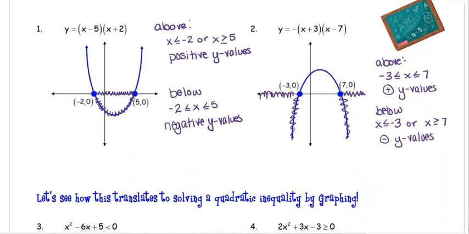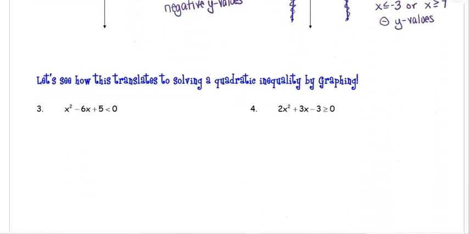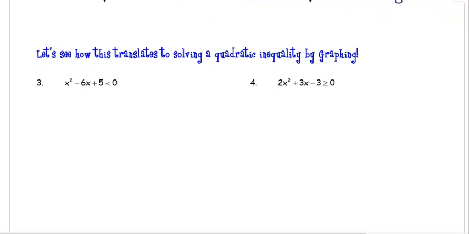All right, now let's see how this is going to translate to solving a quadratic inequality by graphing. If I have the inequality x squared minus 6x plus 5 is less than 0, this means I want my y values to be smaller than 0. Well, being less than 0, those are negative values. And the negative values we know are below the x-axis.